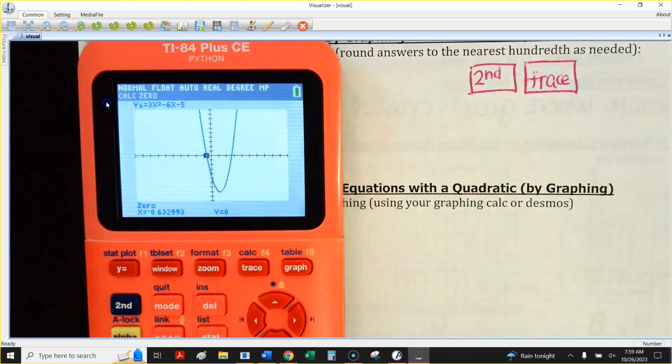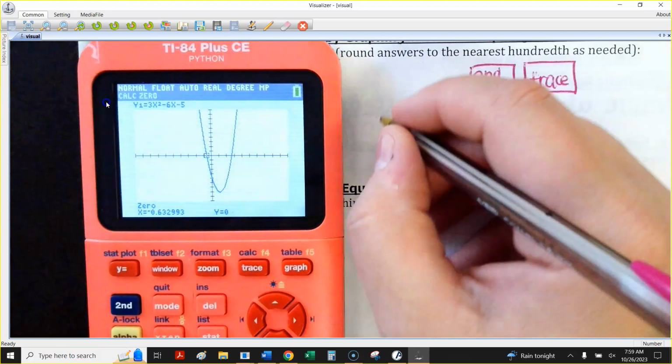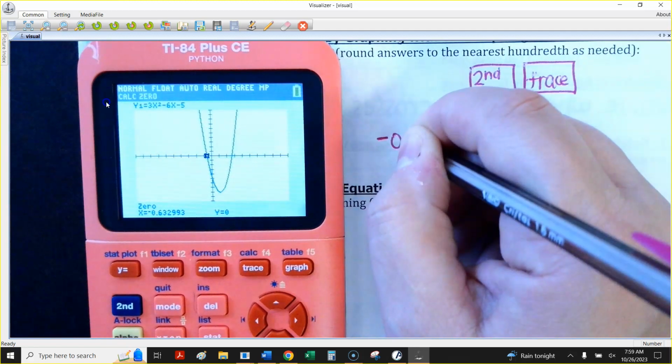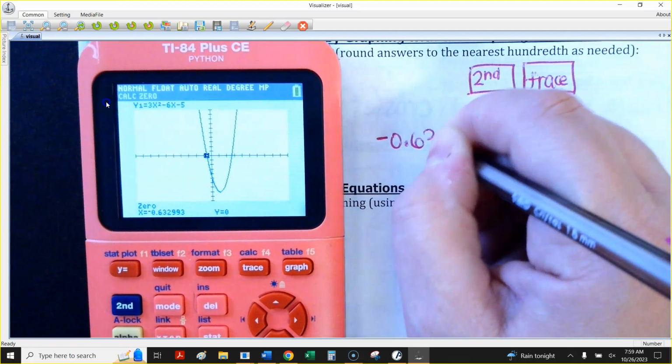Now, you can see this is not a nice number, but it does have a y value that's 0. So if it's not a nice number, the questions are just going to ask you to round to the nearest hundredth. So one of my answers here, I'm just going to put negative 0.63. That's one of my answers.